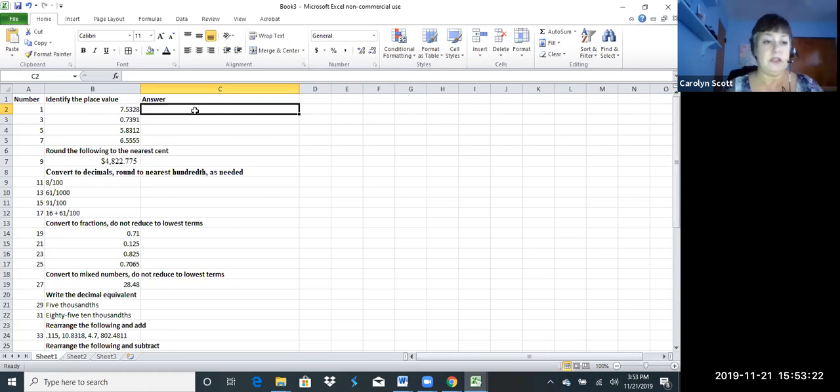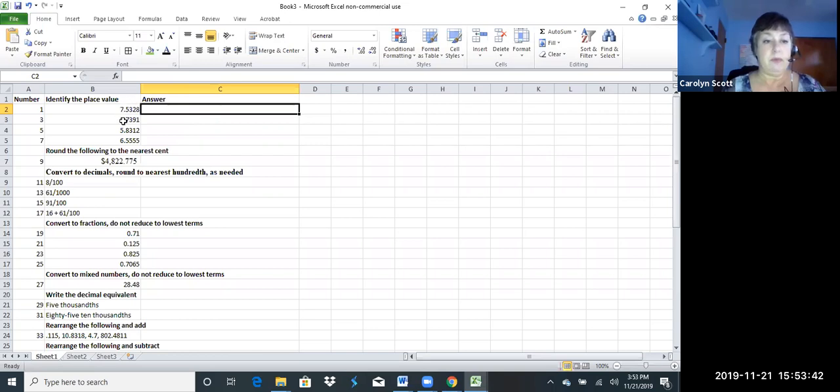Your assignment this week is to do the even numbered problems, and I don't want to do your homework for you. So I'm going to do the odd number problems and talk through them with you. Numbers 1 through 7 ask us to identify the place value.